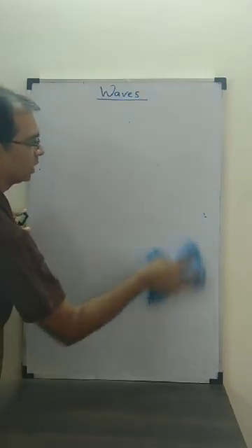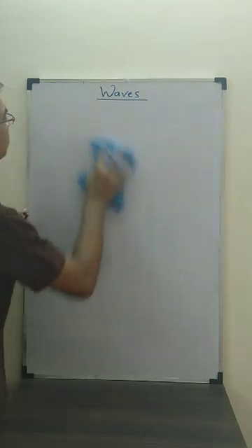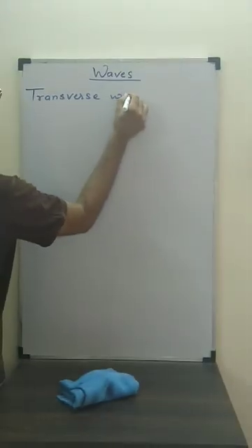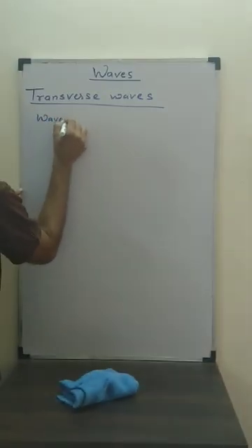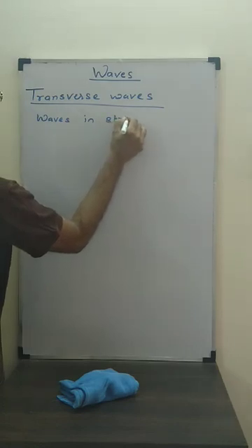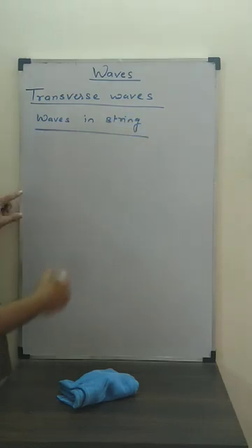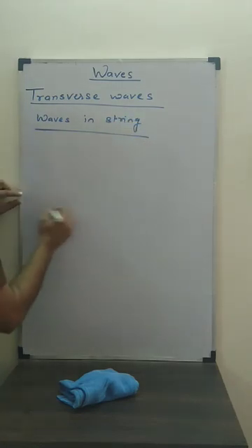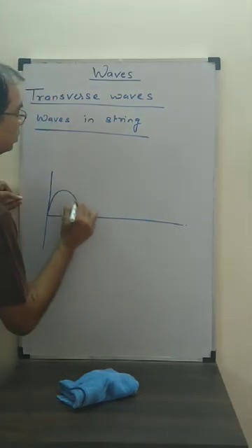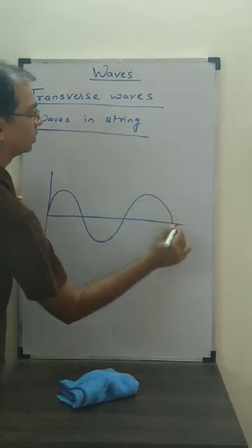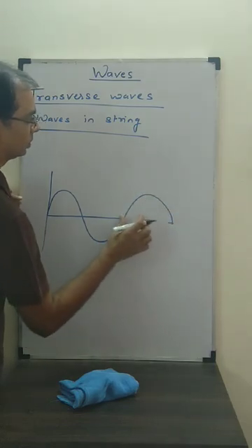So the first thing that we are discussing here is transverse waves. Transverse waves, as I told you, are waves in a string. Normally, if you make it something like this, if this is a string, this is how the wave is transmitted from one point to the other.